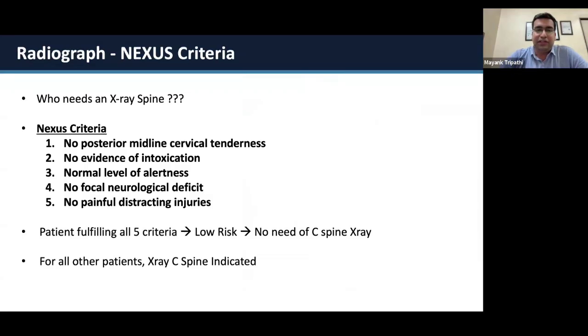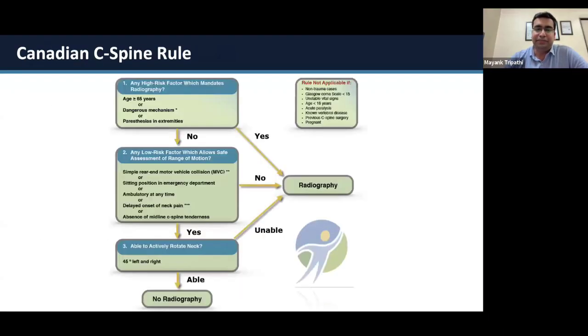So, for an instance of cervical spine injury, when do we need imaging? Two criteria have been classically described: the NEXUS and the Canadian C-spine rule. According to the NEXUS criteria, there should be no posterior midline cervical tenderness, no evidence of intoxication, a normal level of alertness, no focal neurological deficit, and no painful distracting injuries. If the patient fulfills all five criteria, there is a very low risk of cervical spine injury, and such patients do not need a C-spine X-ray. For all other patients, an X-ray of the cervical spine is indicated.